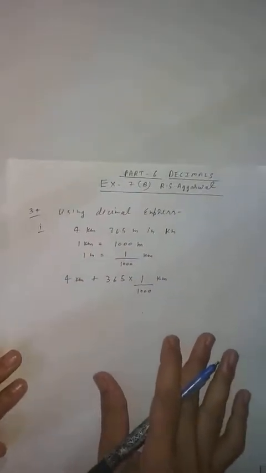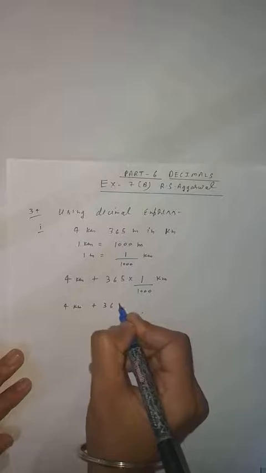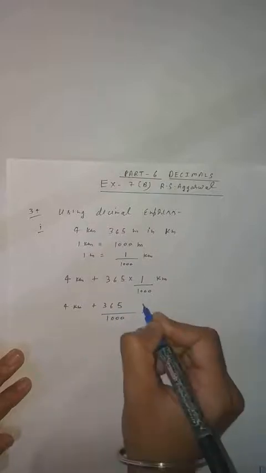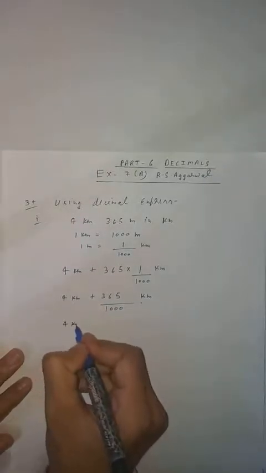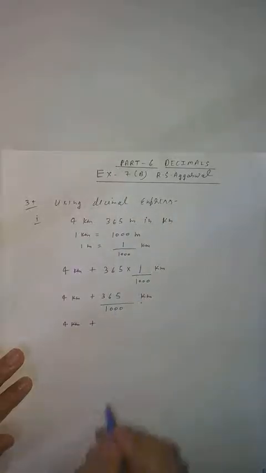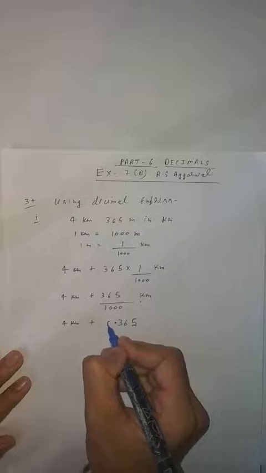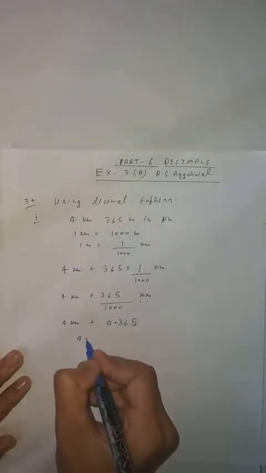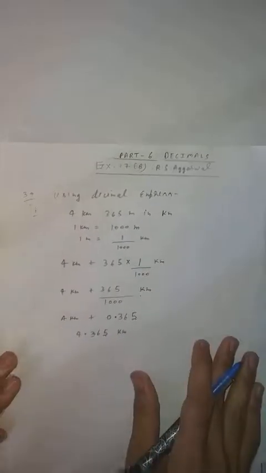Now 4 kilometer you will write down the same, there will be no change, plus it will become 365 upon 1000 kilometer. Again write 4 kilometer the same, and 365. Now you have to put the decimal. After the decimal there should be only 3 digits, because 1000 is given. So you put the decimal here, and it will come 4.365 kilometer. This is your correct answer.